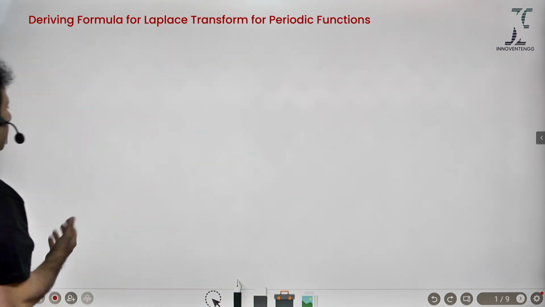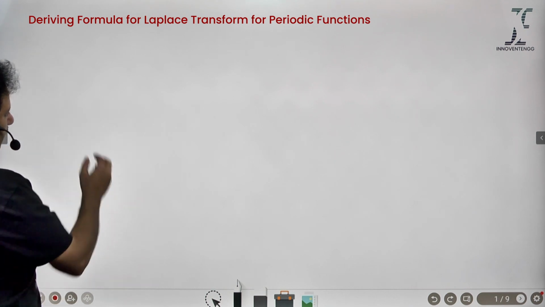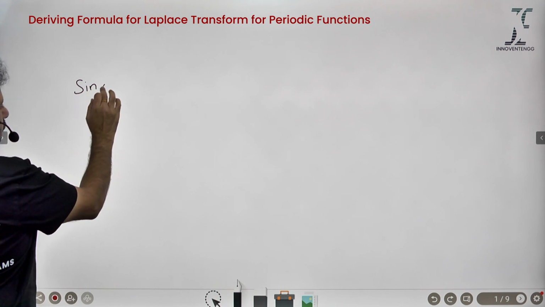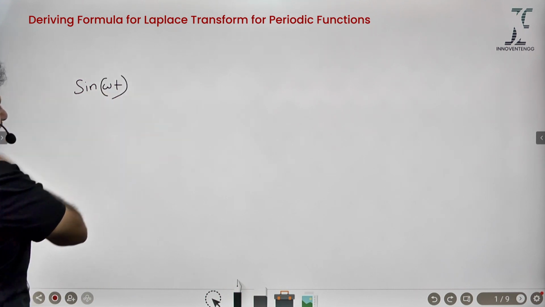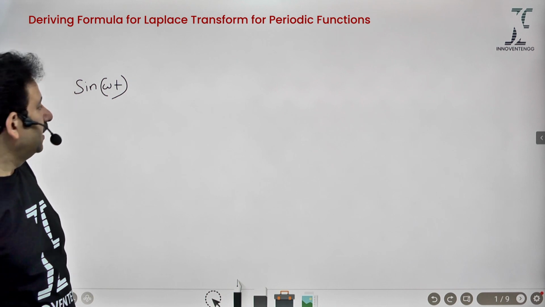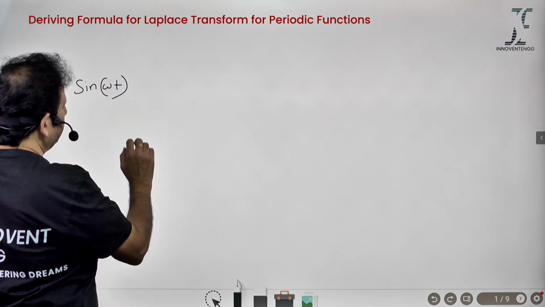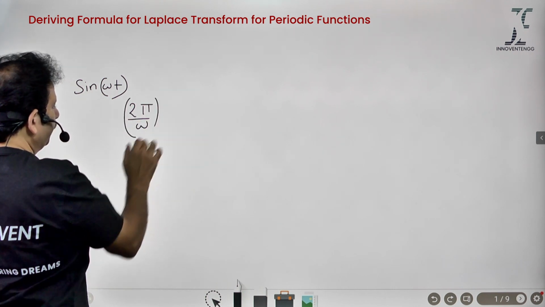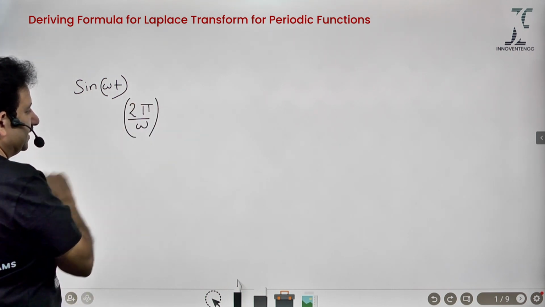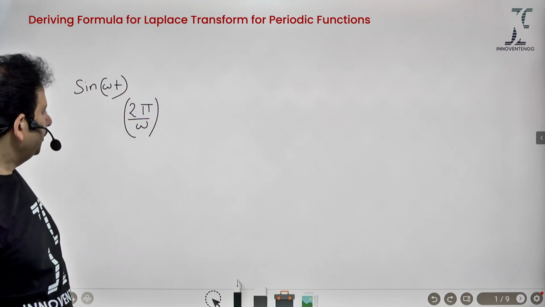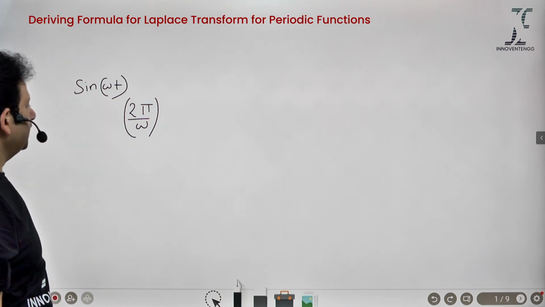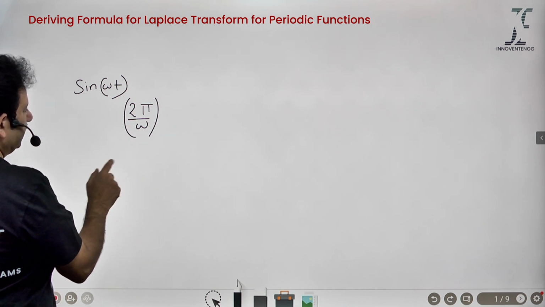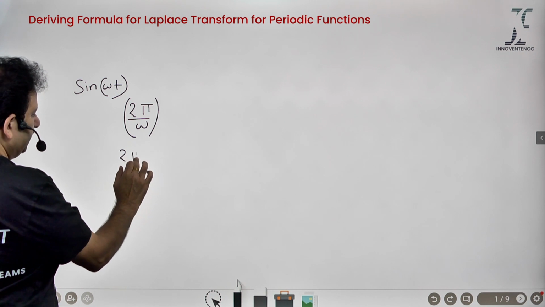Now, what do you mean by periodic function? You have already confronted several of them. For example, the simplest one you can think of, which you have pursued even at the pre-university level, is sine omega t. If you are looking at the period of this, it would be 2 pi by omega. If you express omega in radians per second, you will get so many seconds as the period. So, if omega were 1 radian per second, then the period would be 2 pi.